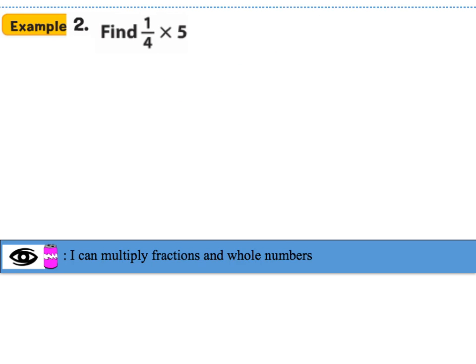Example 2 says find 1/4 times 5. So I'm just going to rewrite the problem again. So 1/4 times 5. Now 1/4 is a fraction, so I don't have to worry about that, but 5 is not a fraction, it's a whole number. In order to make a whole number into a fraction, I just place a 1 right below it. Now that I have that done, I can multiply my numerators. So 1 times 5 becomes 5, so that's my numerator. Multiply denominators. 4 times 1 is 4.